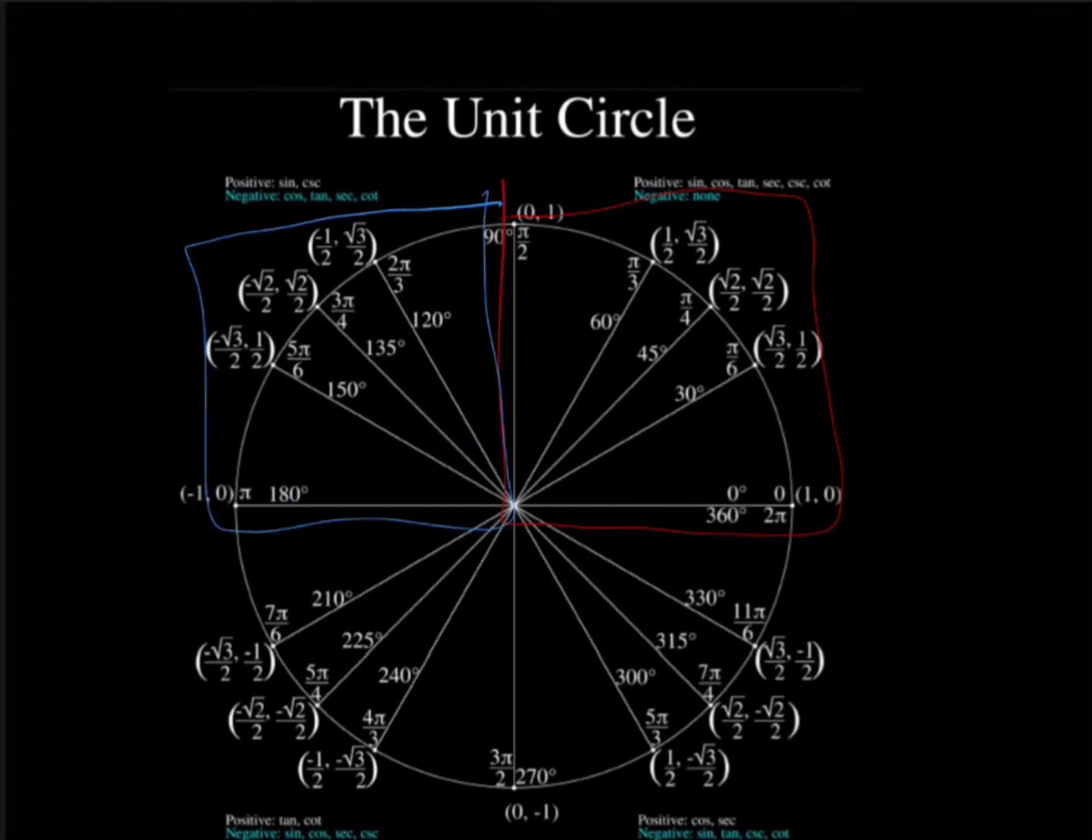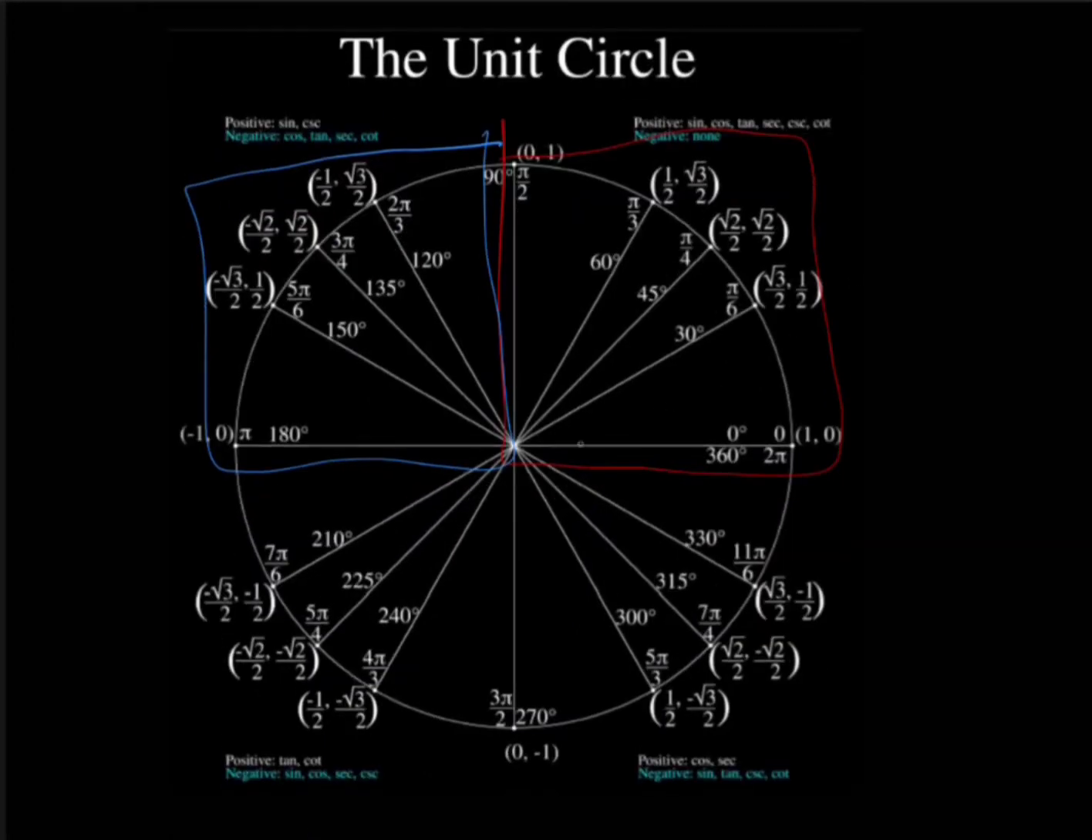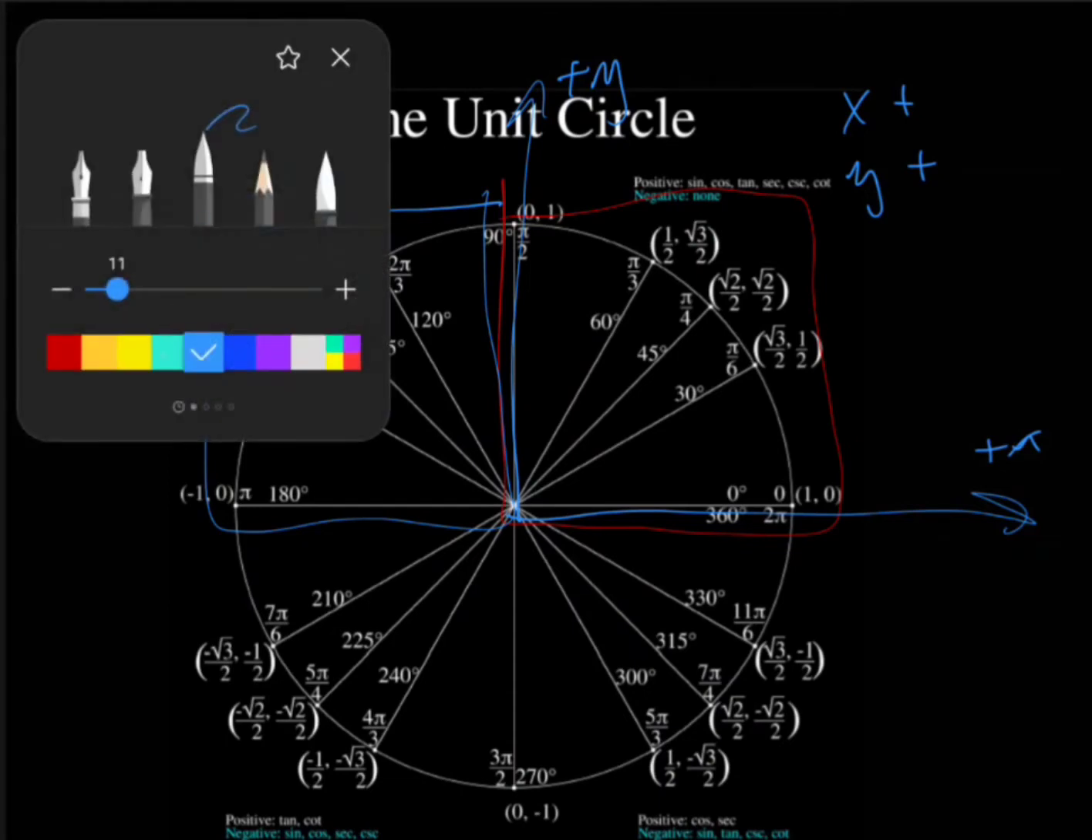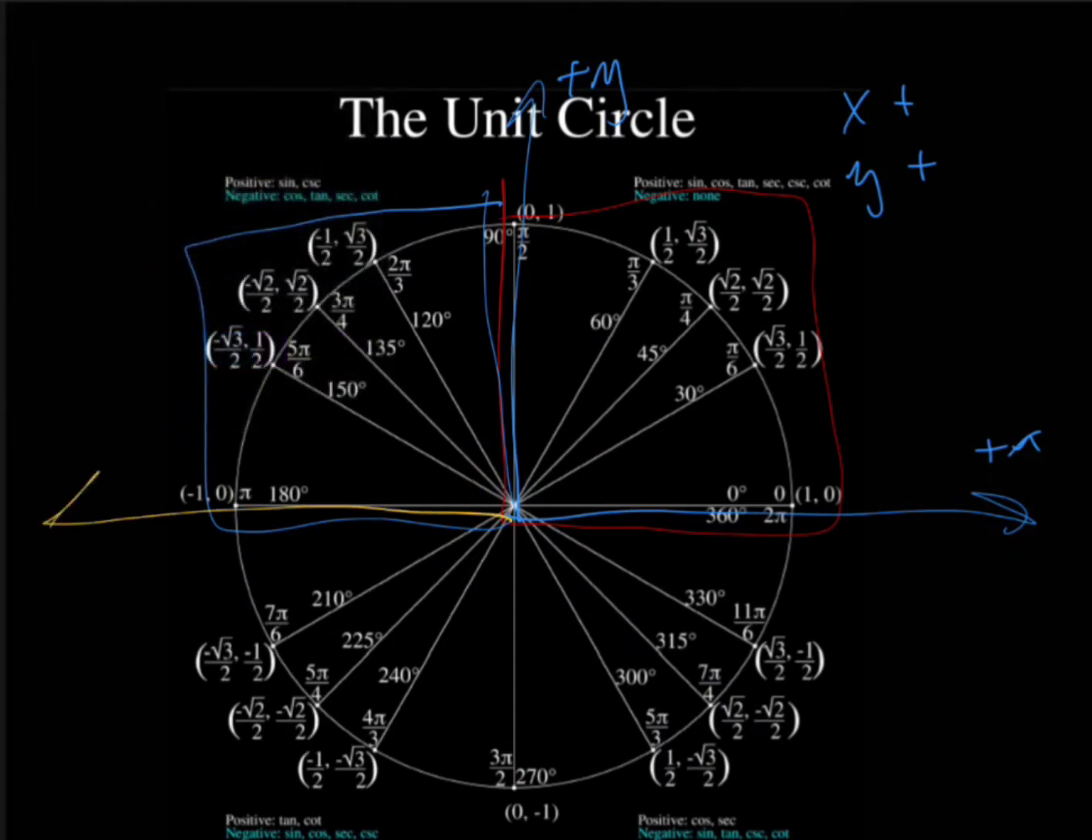mirrored. For example, since this is in the positive x space and the positive y space, then you know that all x coordinates have to be positive. You know that all y coordinates also have to be positive. Likewise, this side over here is in the negative x space, but in the positive y space. Therefore, you know that all x coordinates have to be negative and all y coordinates have to be positive.